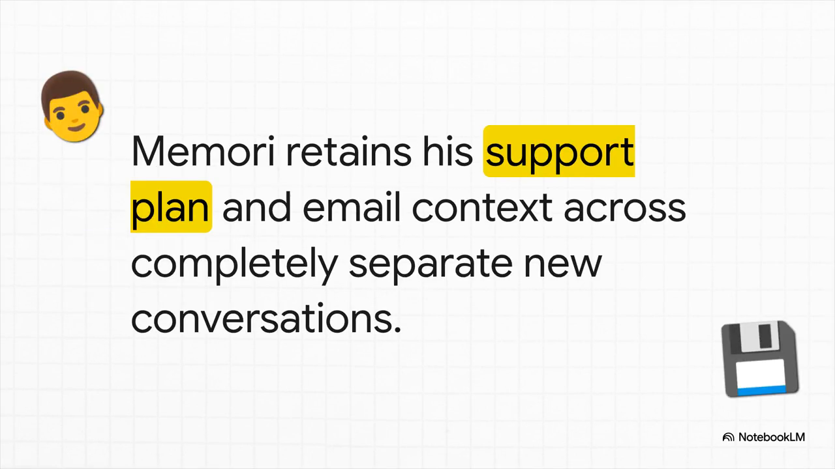Let's ground this technical stuff in a real-world customer support use case that was tested in the tutorial. Meet Charlie. He's interacting with an AI customer support agent. During his first session, he gives them his email and the specific support plan he's currently subscribed to. Now, with a standard LLM, if Charlie's internet drops or he just opens a new chat window the next day, he literally has to type all of that stuff out again. But here, Memory retains Charlie's support plan and his email context across completely separate, totally brand new conversations. The friction is just entirely removed.